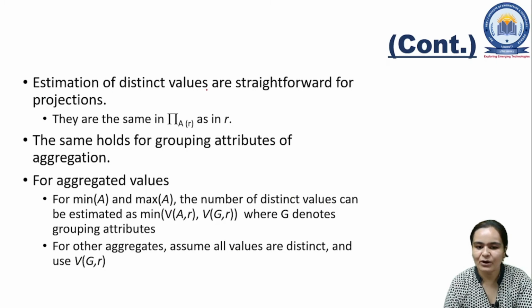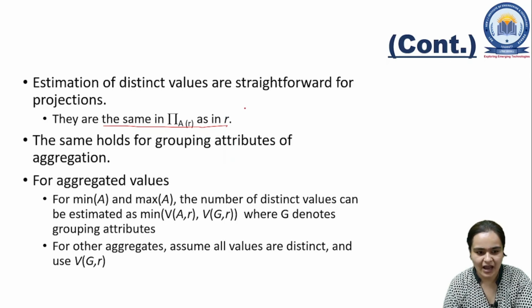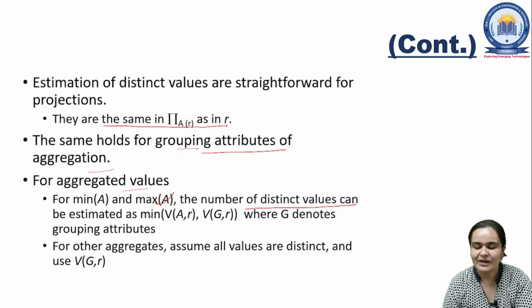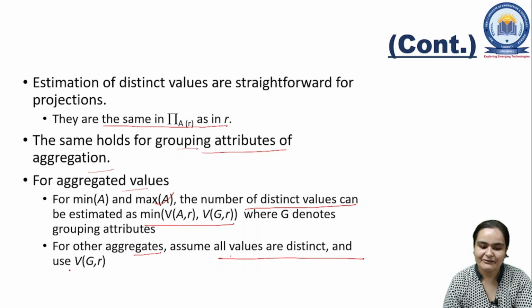Estimation of distinct values is actually straightforward for projection. They are exactly the same as when we do a projection of a particular attribute from a relation R. The same holds for grouping of attributes in aggregation, and also for some aggregated values like minimum of A and maximum of A. The number of distinct values can be estimated using this minimum. For an aggregate value, we assume that all the values are distinct, and we also use an attribute from a particular relation.